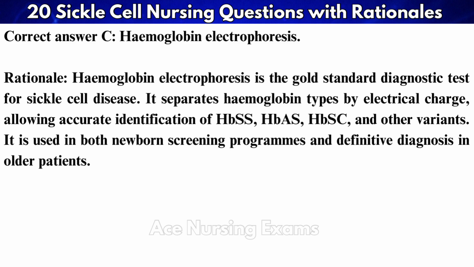It separates hemoglobin types by electrical charge, allowing accurate identification of HbSS, HbAS, HbSC, and other variants. It is used in both newborn screening programs and definitive diagnosis in older patients.